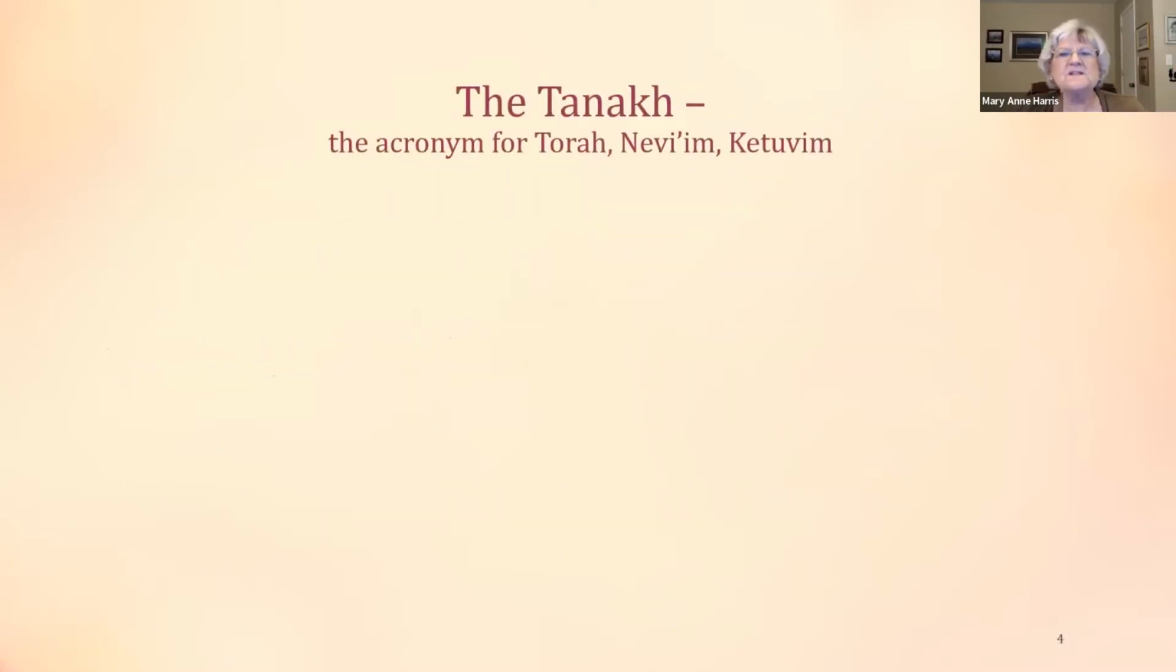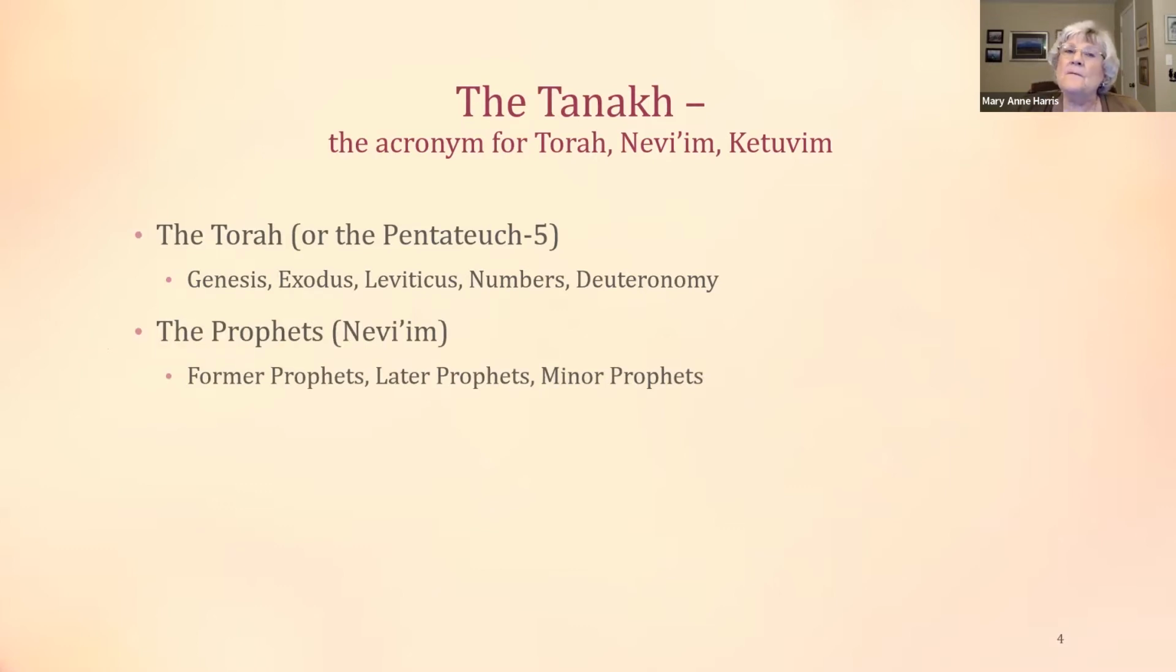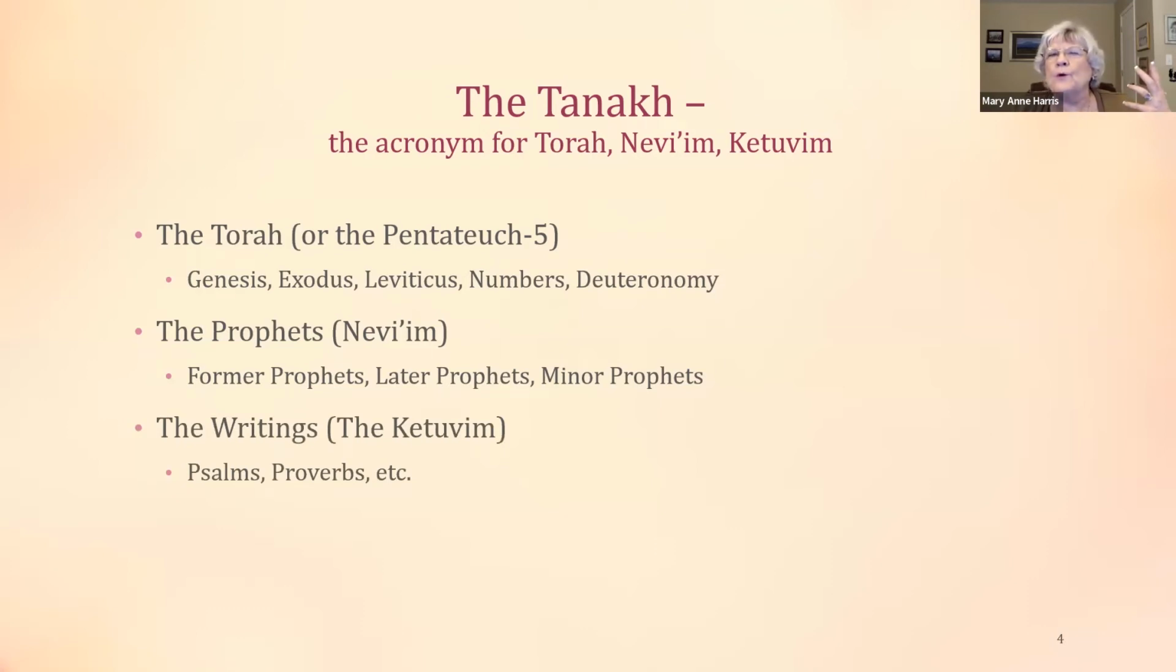The Tanakh is an acronym for Torah, Nevi'im, and the Ketuvim. The Torah, or the Pentateuch, the first 5 books of the Bible, I think most of us recognize. Then the Nevi'im are the prophets, the former, the latter, and the minor prophets, like, for example, Isaiah, Jeremiah, those prophets. And last is what we call the writings or wisdom literature, the Proverbs and Psalms, the Song of Solomon, those kinds of books.